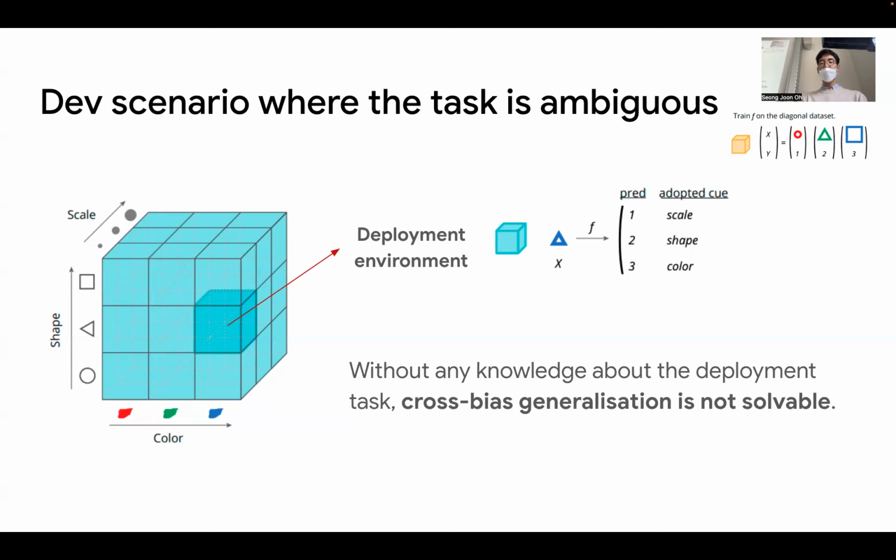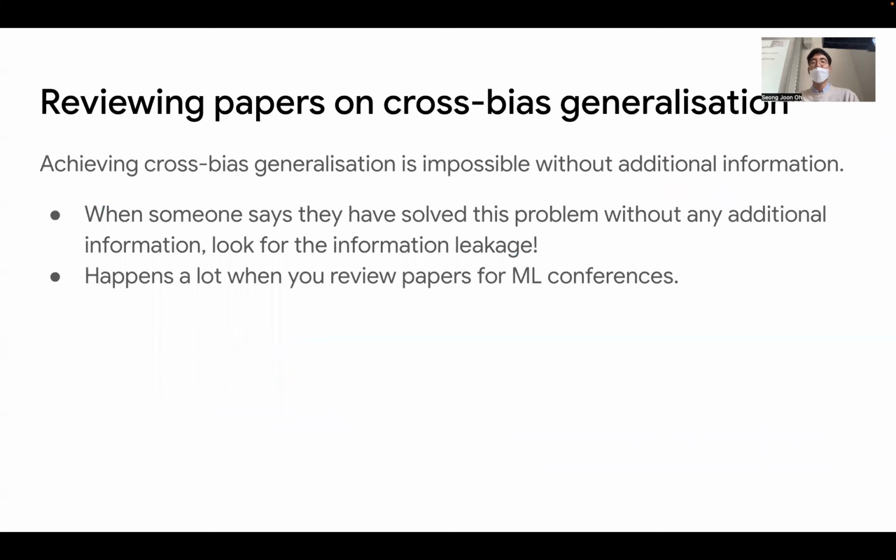So this means that in this kind of cross-bias generalization, if you don't have any information or knowledge about the deployment scenario, cross-bias generalization is completely not solvable at all. And so if someone says they solved cross-bias generalization without any information beyond this diagonal training set, then you should not trust this person. It's a lie. But that happens a lot in machine learning conference papers. So yeah.